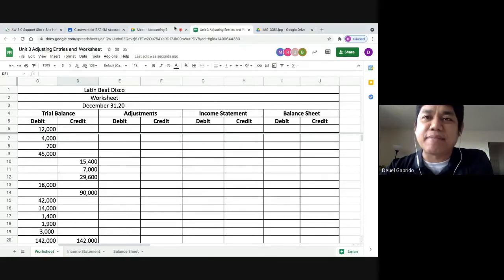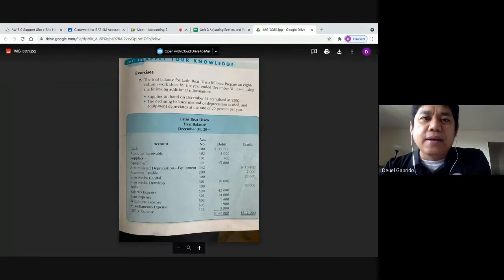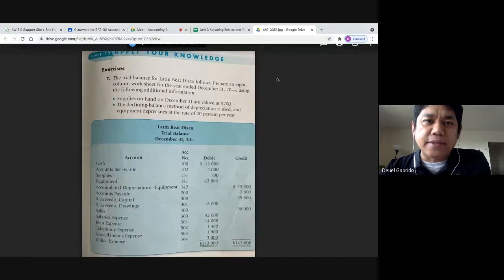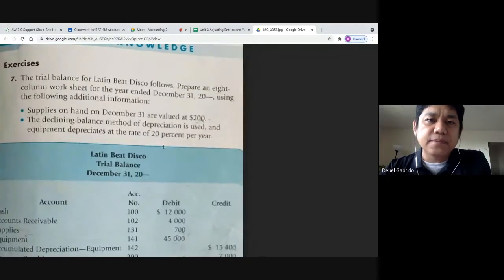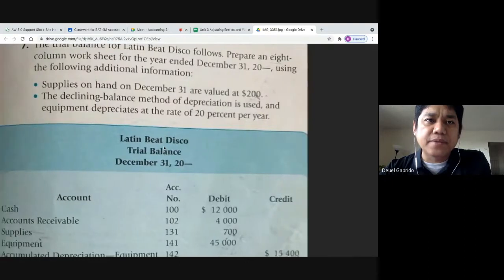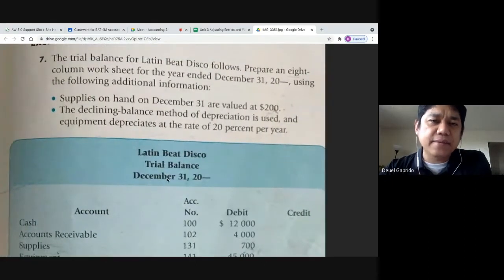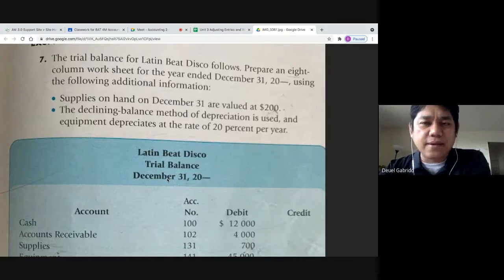So let's have an example. Okay. All right. So here is the trial balance of Latin Disco. Let me just see. Okay. Can you guys read? Oops. You guys can see, right? Okay. The trial balance for Latin Beat Disco follows. Prepare an 8-column worksheet for the year ended December 31, 20-something using the following additional information.